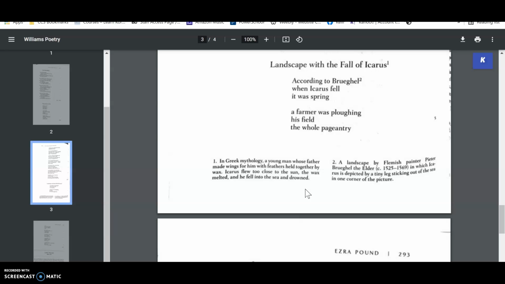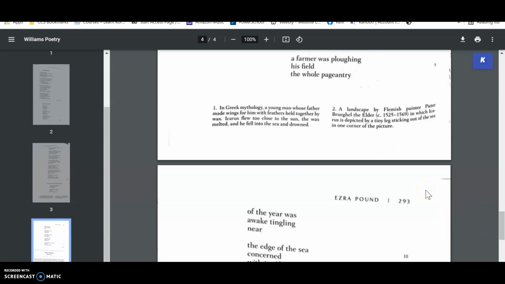And then pageantry is interesting there because pageantry could mean a show, it could mean an elaborate display, and then it leads into that third stanza. So he's playing around with the movement and the rhythm of the poem. Of the year was awake, tingling near. That's when he is flying too close to the sun, so that's when the wax is beginning to melt.